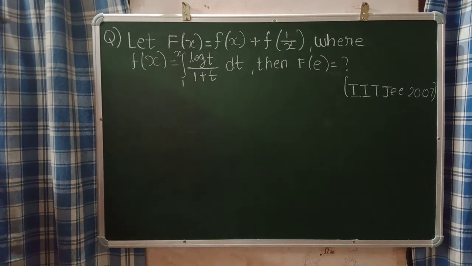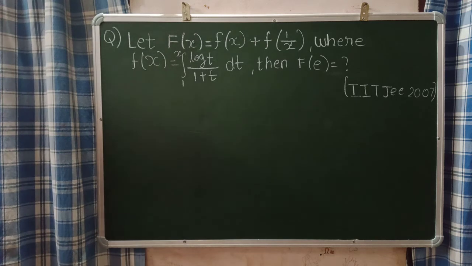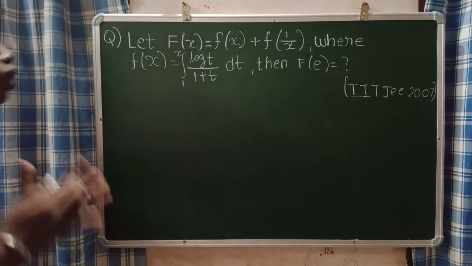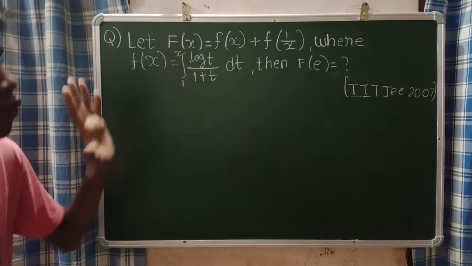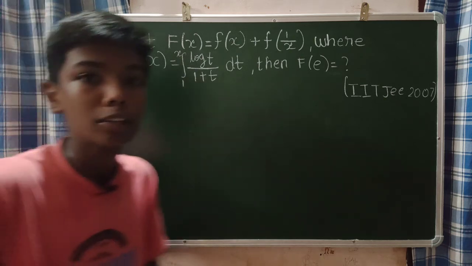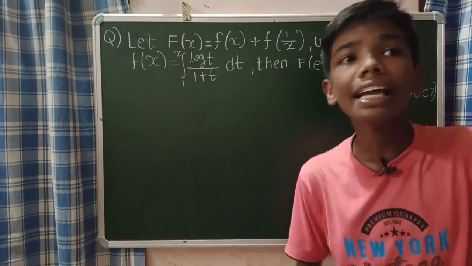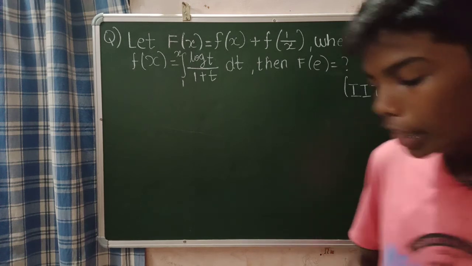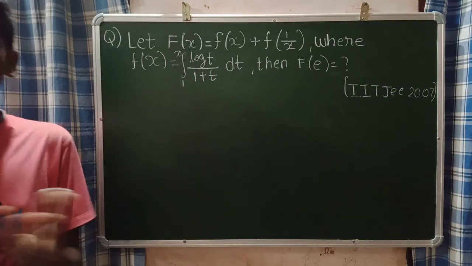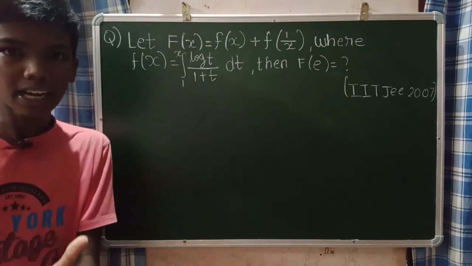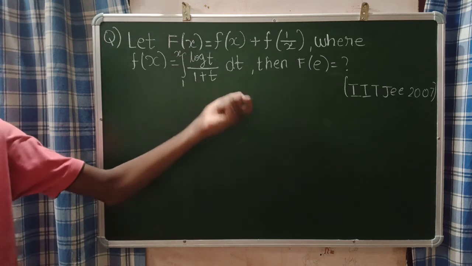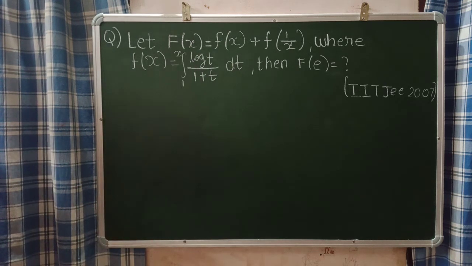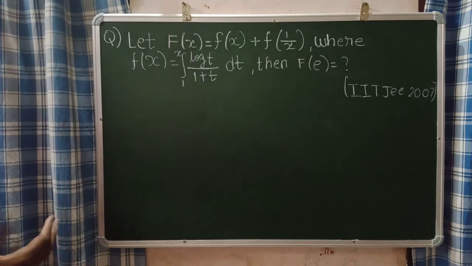So guys, this question was asked in IIT JEE 2007. How I'm going to solve this question is, first I'm going to add small f of x and small f of 1 by x so that I will arrive at capital F of x. Then I can find the value of F of e just by putting x as e. That's the methodology that you guys will follow.